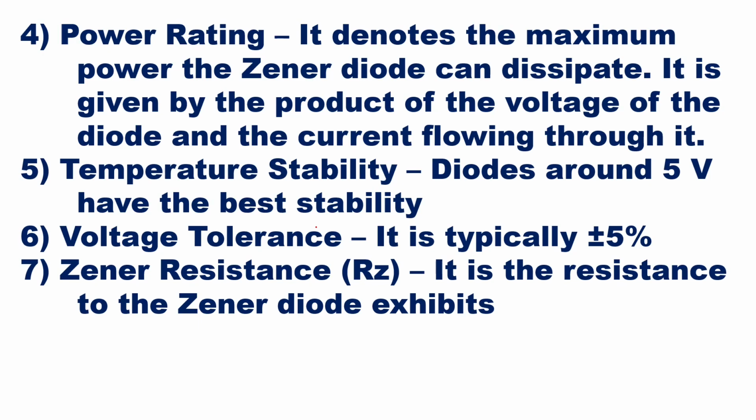Then fifth is temperature stability. Diodes around 5 volt have the best stability. Then sixth is voltage tolerance. It has a typical tolerance of plus minus 5%. Then seventh is Zener resistance RZ. It is the resistance the Zener diode exhibits. So whatever resistance a Zener diode exhibits is called Zener resistance.